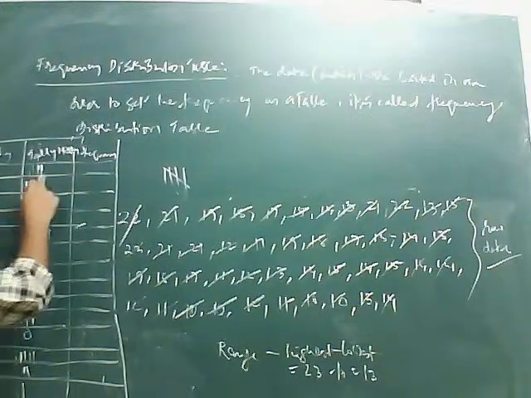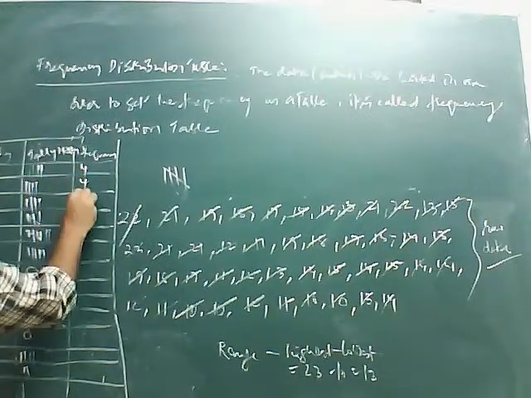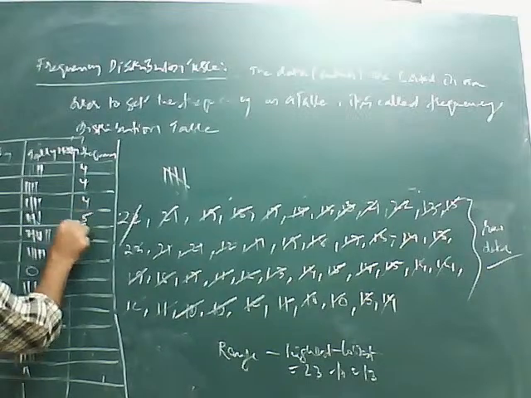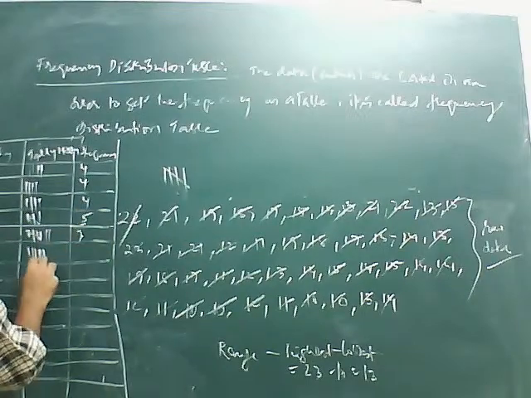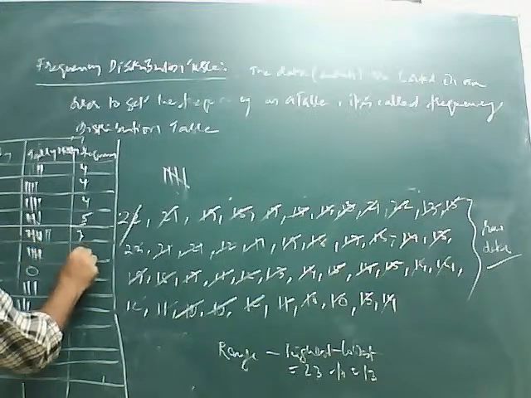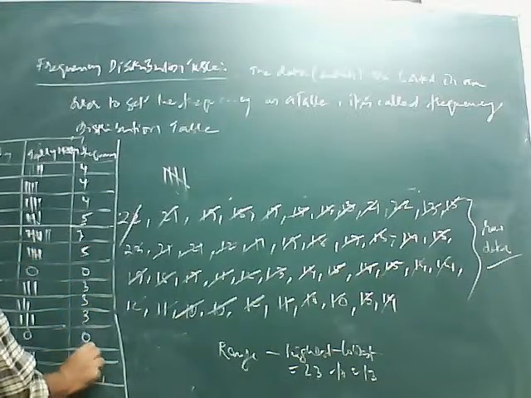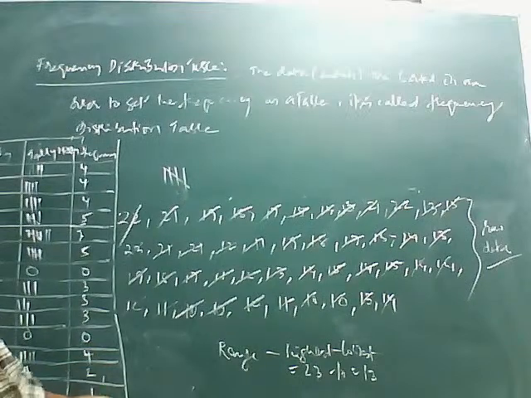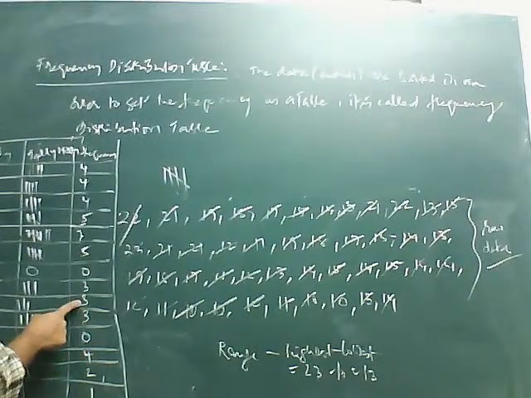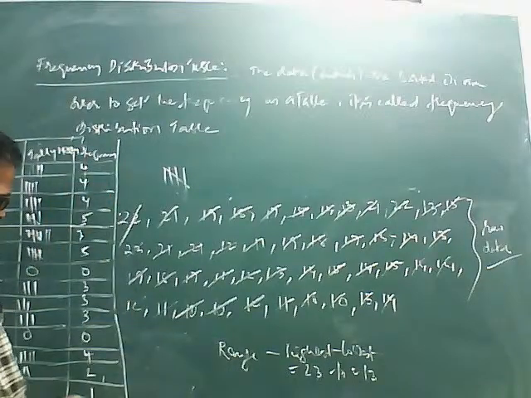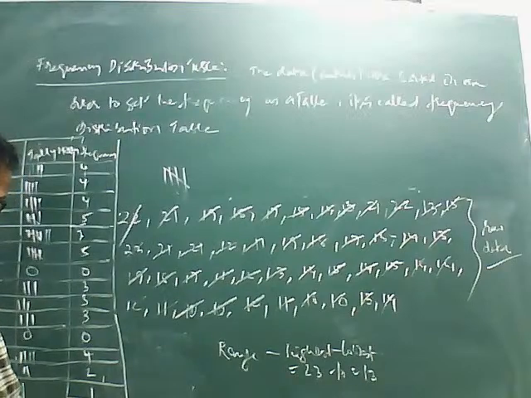Now you take the frequencies: 4, 4, 4. This is 5 because a bunch was there. This is 7 and here also 5. Then 0, 3, 3, 3, 0, 4, 2, 1. Now add all that: 3, 7, 10, 13, 16, 21, 28, 33, 37, 41, 45. Total 45. This is called sigma Fi. The total frequency is equal to the number of students.